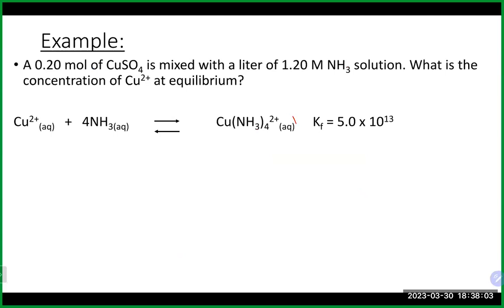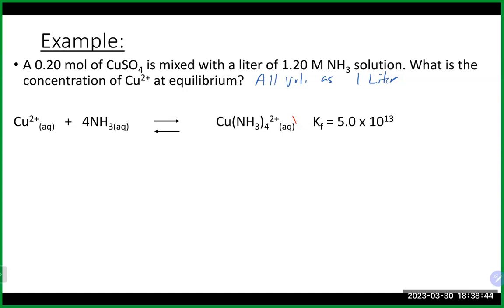All right, so let's take a look at a problem that involves a complex ion, and let's talk a little bit about how we go about working these types of problems. It is a little bit different than some of the approaches that we take to other problems. In this particular case, we're going to take 0.2 moles of copper 2 sulfate, mixed with a liter of 1.2 molar ammonia. What is the concentration of copper 2? And for this example, we're just going to keep all the volumes as 1 liter, just to keep the math a little bit easier.